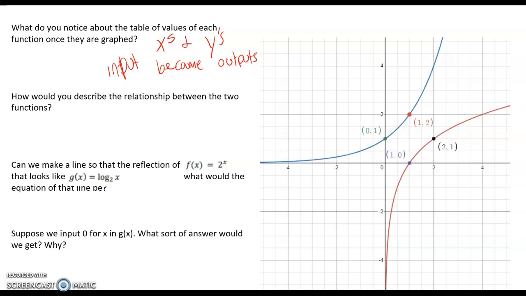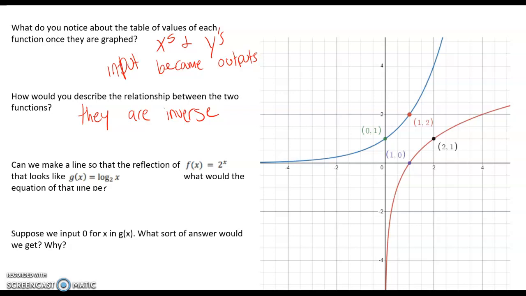How do we describe the relationship between these two? Well, we talked about that in Skill 15 as well. They are inverse functions. They are inverses. And I know this is sounding a lot like just review, but that's because I want to make sure that you guys understand how these two functions are related.